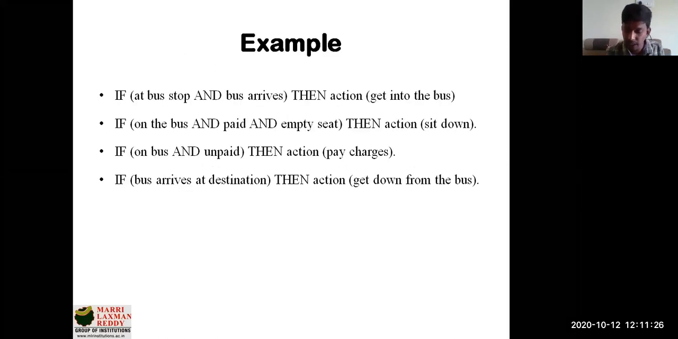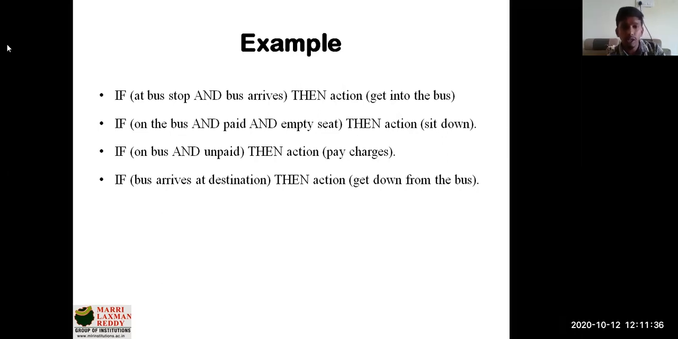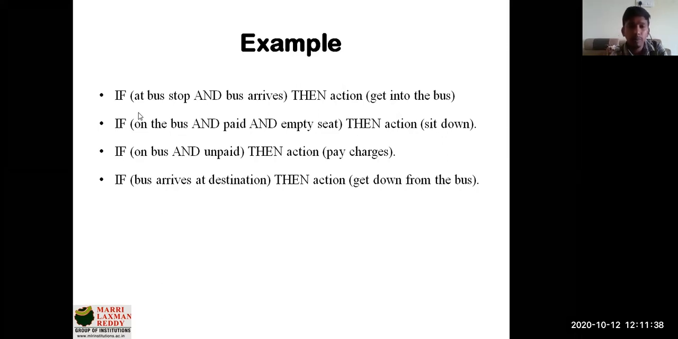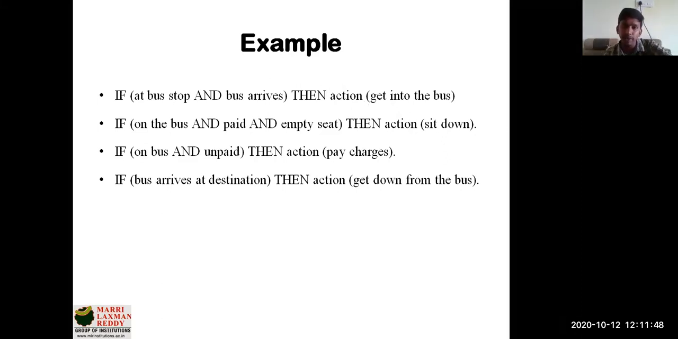Here is an example of how we represent production rules. As I said, if and then condition. This is a general example about production rules. According to a general real-world example, the first point says that if at bus stop and bus arrives, then the action is get into the bus, because you are waiting for a bus at a bus stop.